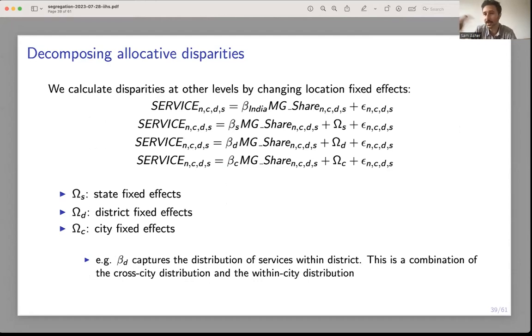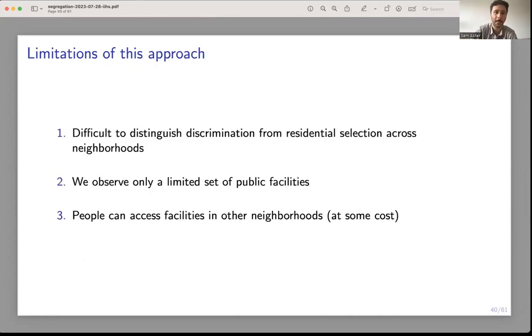So we're going to have different fixed effects, and we're going to learn something about whether, as I showed you in those first figures, these disparities are opening up across states, across districts within states, across sub-districts or towns within districts, and then across neighborhoods within those sub-districts or towns. There are, of course, limitations to this approach.